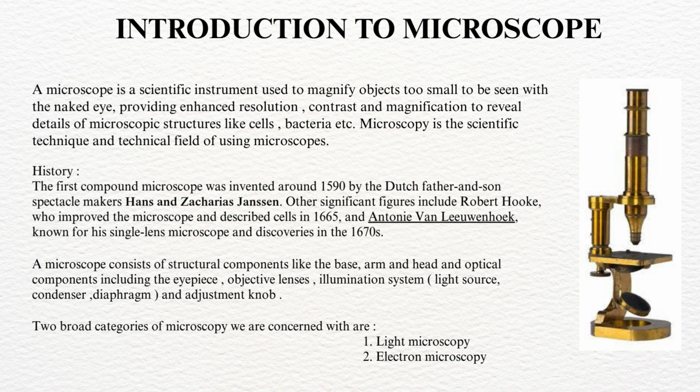And what is microscopy? Microscopy is a scientific technique and technical field of using microscopes. A microscope consists of structural components like the base, arm, and head, and optical components including the eyepiece, objective lenses, adjustment knob, etc. There are two broad categories of microscopy we are concerned with: light microscopy and electron microscopy. In the later slides, we will be discussing light microscopy and electron microscopy.